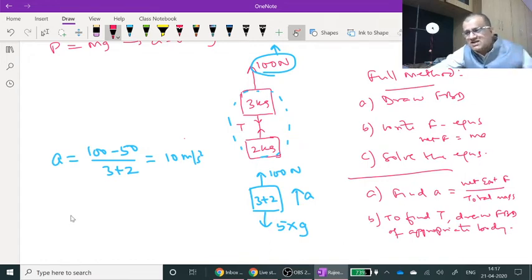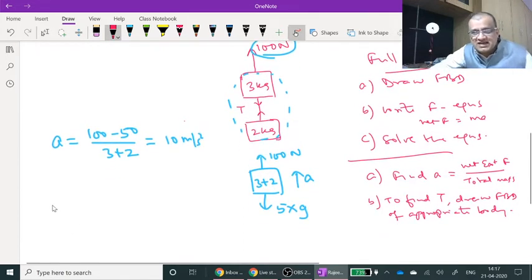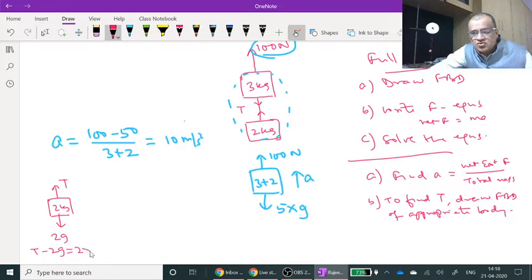Rudra says it doesn't matter. Monia says it doesn't matter, but 2 kg would be easier. By taking 2 kg, we will get the correct answer in both. Now let us see. If you draw the free body diagram of 2 kg, then there is a T here and 2g here. And the equation is T minus 2g is equal to 2 into A.